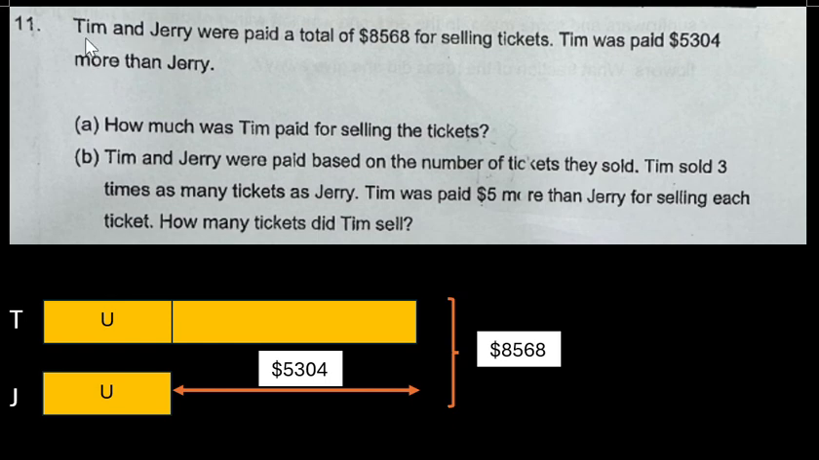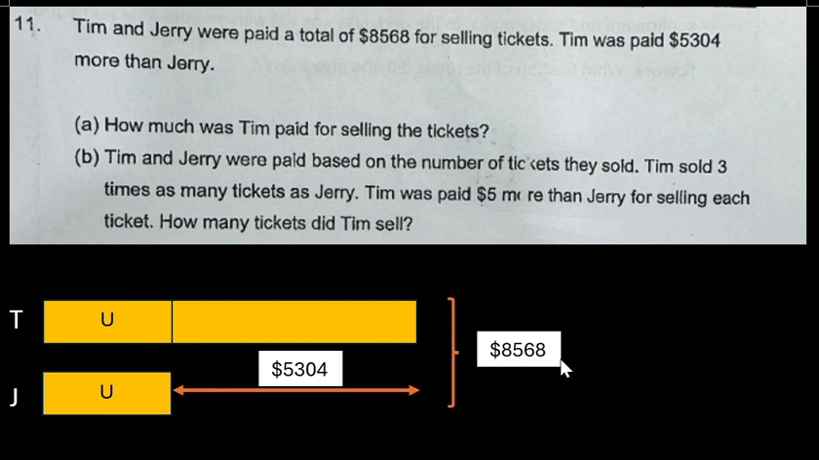In this question, we have two persons, Tim and Jerry, who were paid a total of $8568 for selling tickets, and Tim was paid $5304 more than Jerry. In part A, they ask how much Tim was paid. It's quite straightforward. You can draw a model with Tim and Jerry, and since Tim was paid $5304 more, Tim has the longer bar, and in total they sold 8568.